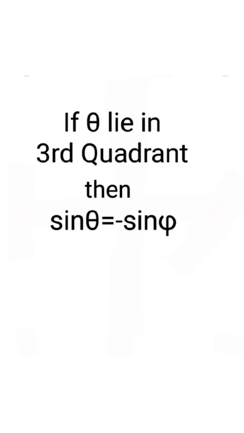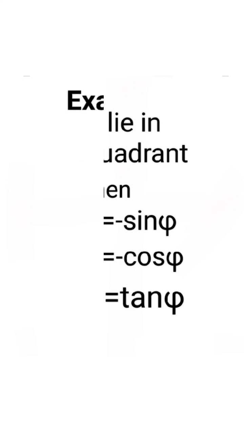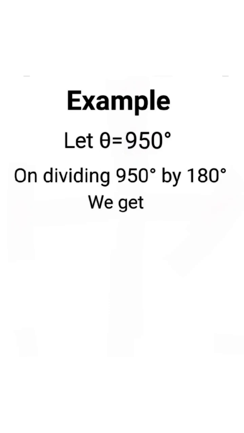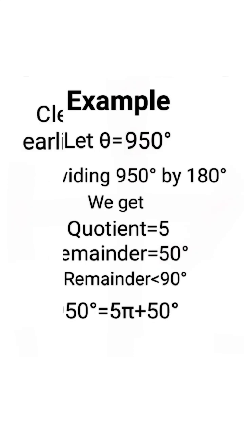Now, if theta lies in the third quadrant, then sin theta equals minus sin phi, cos theta equals minus cos phi and tan theta equals tan phi. For an example, let us take theta equal 950 degree. On dividing 950 degree by 180 degree, we get quotient equals 5, remainder equals 50 degree. Now, as remainder is less than 90 degree, 950 degree equals 5 pi plus 50 degree.